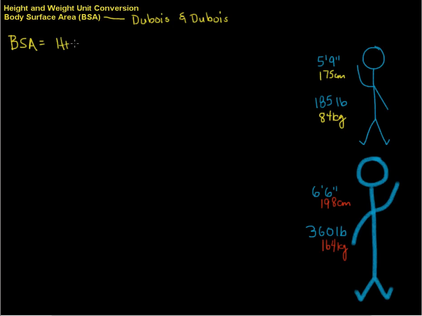You take your height in centimeters, and you take it to the power of 0.725. Then you take your weight in kilograms to the power of 0.425. And when we're all said and done, our unit is going to be meters squared. So in order to get those conversions, there's a conversion coefficient of 0.007184. So that is our body surface area formula using the Du Bois formula.